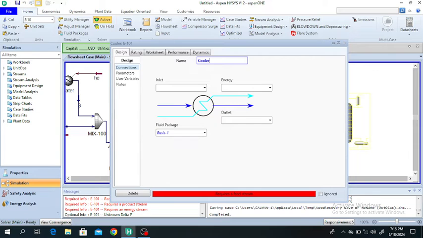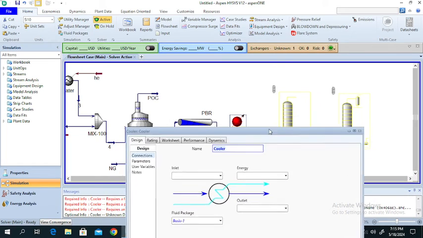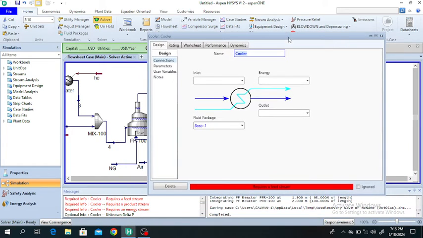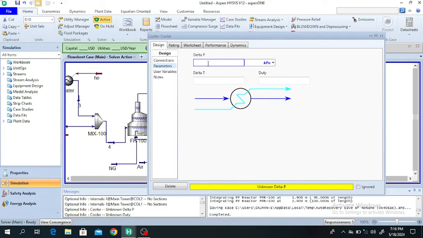This is the cooler. And what is the inlet? Which component is in which stream is entering? Stream number 6, the reactor product, will be entering. So stream number 6, and this is stream number 7. Okay, it requires an energy stream, so the cooler energy. Unknown delta P. So we will go to the parameter. So the delta P in this cooler is, suppose, 10 kilopascal.